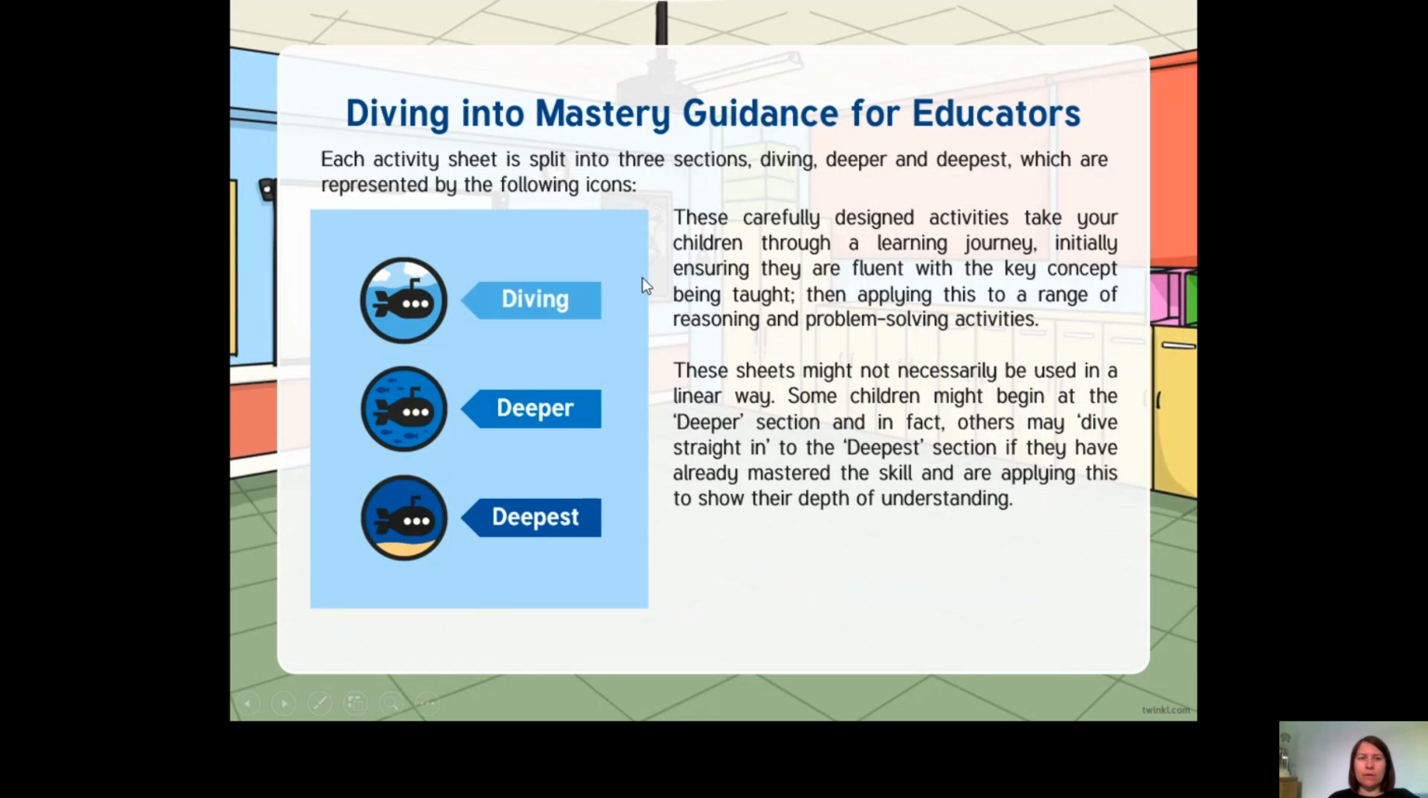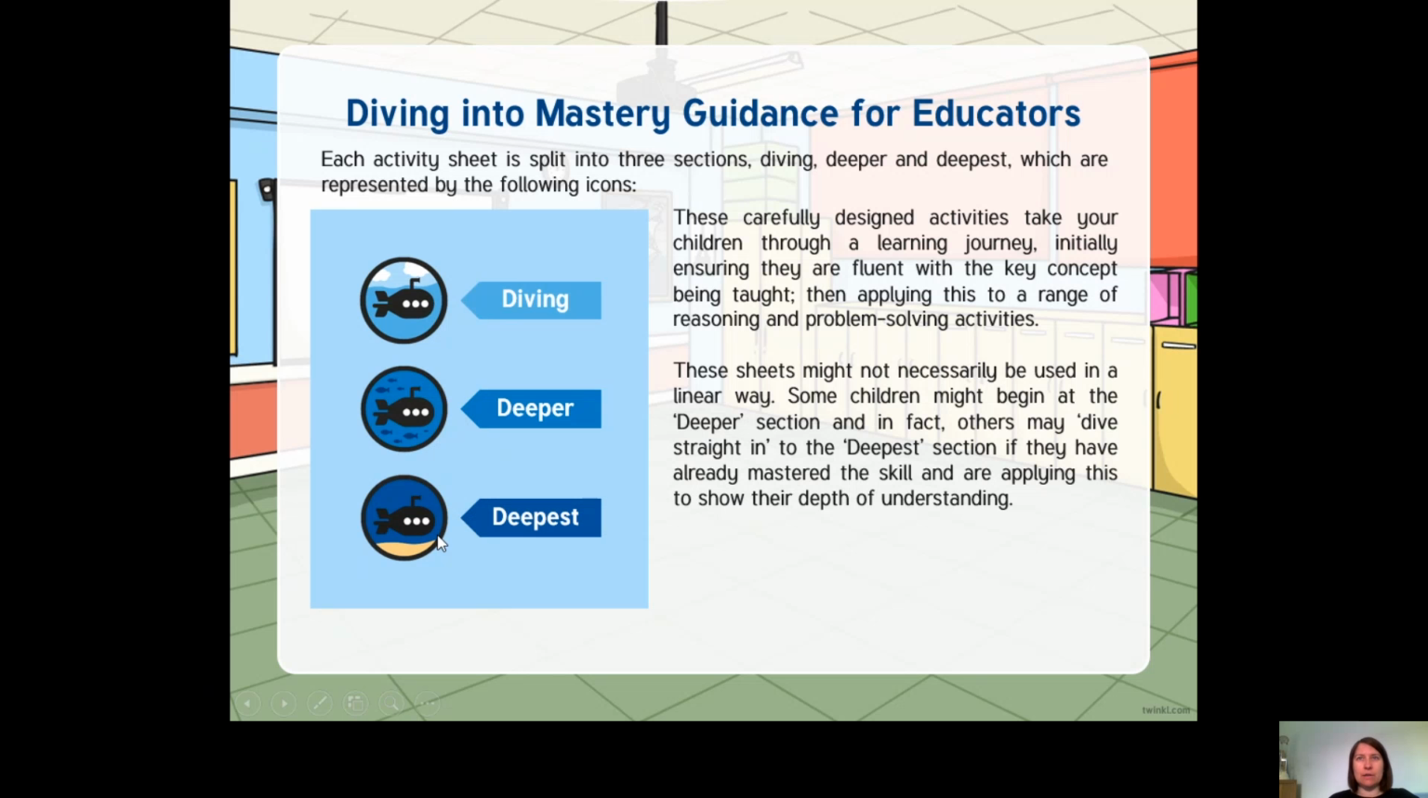Okay, sorry about that. So if you have a look at the little symbols here, we've got a submarine. So the submarine, when it's just diving, these are just problems a little bit like the ones that we've already done. So you're just practicing your skills. But then when you look down to the next one, this is where we're going a little bit deeper. So you understand the skill of comparing. So there's a little bit of problem solving involved. And then if you go down to the next one, this is the deepest.